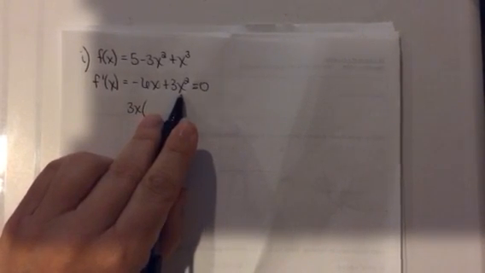So let's take out a 3x, and I'm going to switch the order just because that's the way I like to write it. If I take out a 3x from here, I'm going to have an x. And if I take out a 3x from here, I'm going to have a minus 2. And I can see that this thing is 0 when x is 0, and also when x is 2.